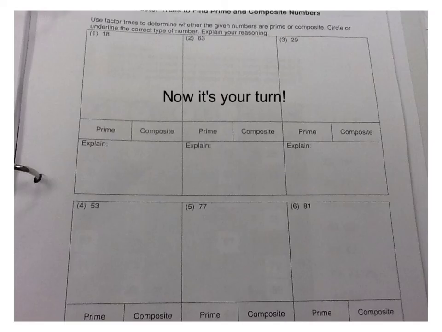Now it's your turn. Go ahead and turn over your whisk. You need to find all of the factors. It says using the factor tree, but you can use a t-chart, you can draw arrays, whatever way helps you to find all of the factors, which we've been talking about in class. Find all the factors for 18, 63, 29, 53, 77, and 81. And then circle whether it is prime or composite. And then it wants you to explain. Why did you circle prime or why did you circle composite?